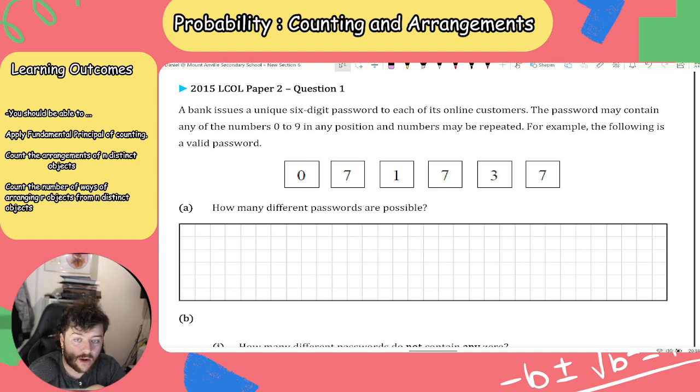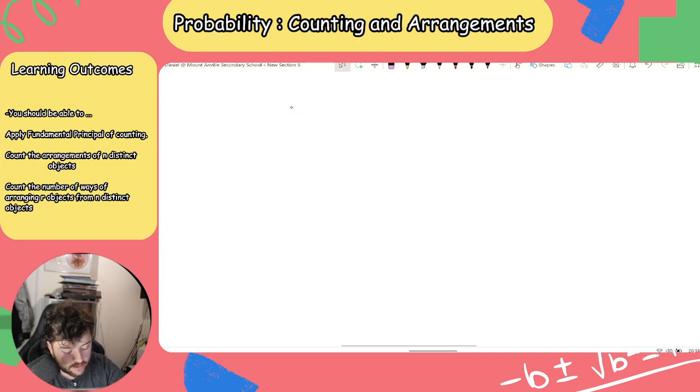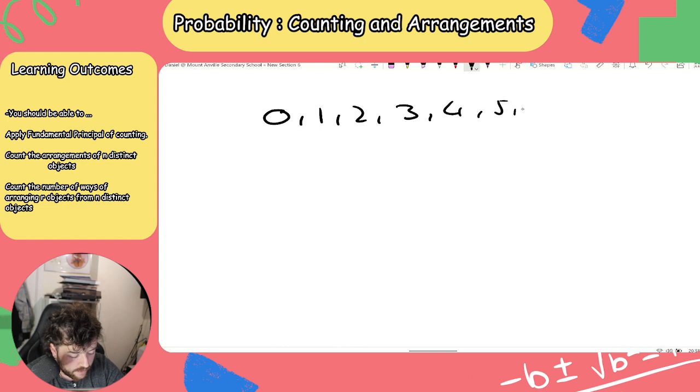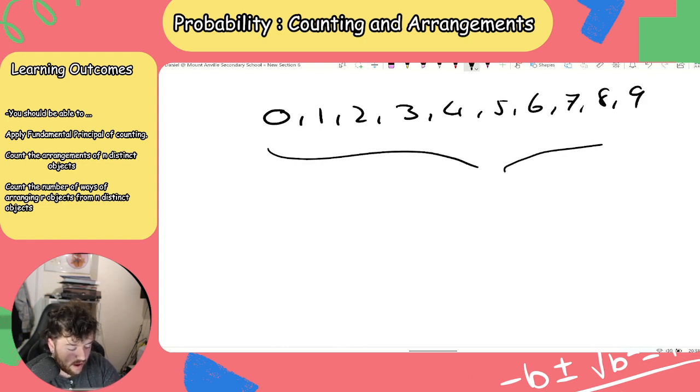For example, the following is a valid password. So we have 10 digits: 0, 1, 2, 3, 4, 5, 6, 7, 8, 9.